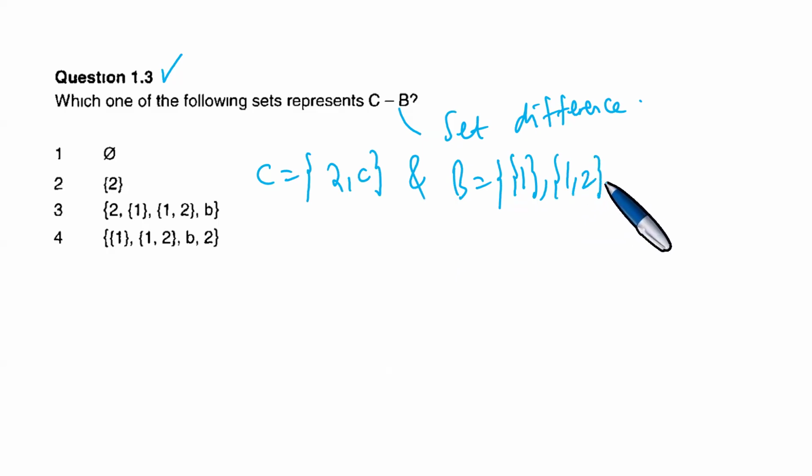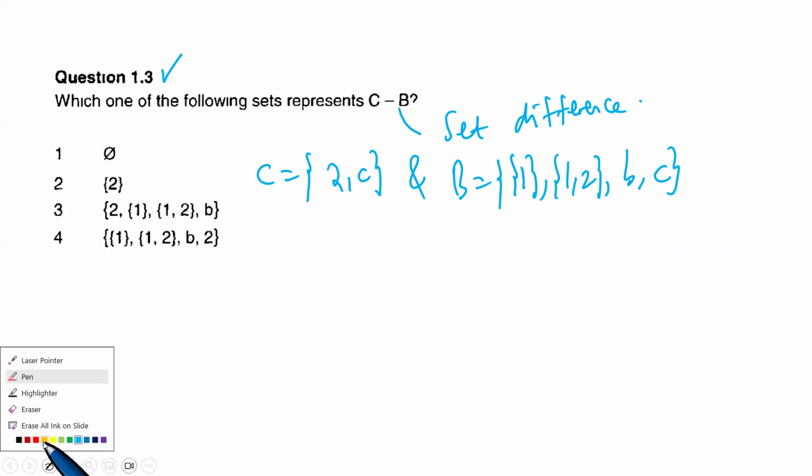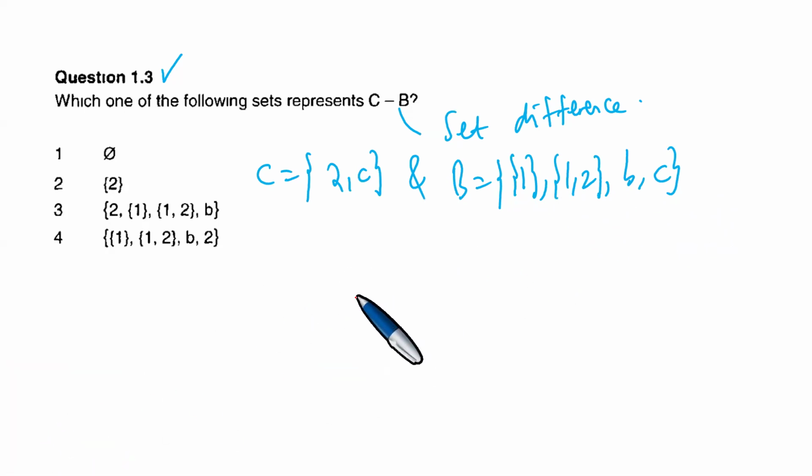One and two, B and C are members or certainly elements of the set B. The question, therefore, is which one is the correct answer in this case? So what we're gonna do, we're gonna compute the set difference.